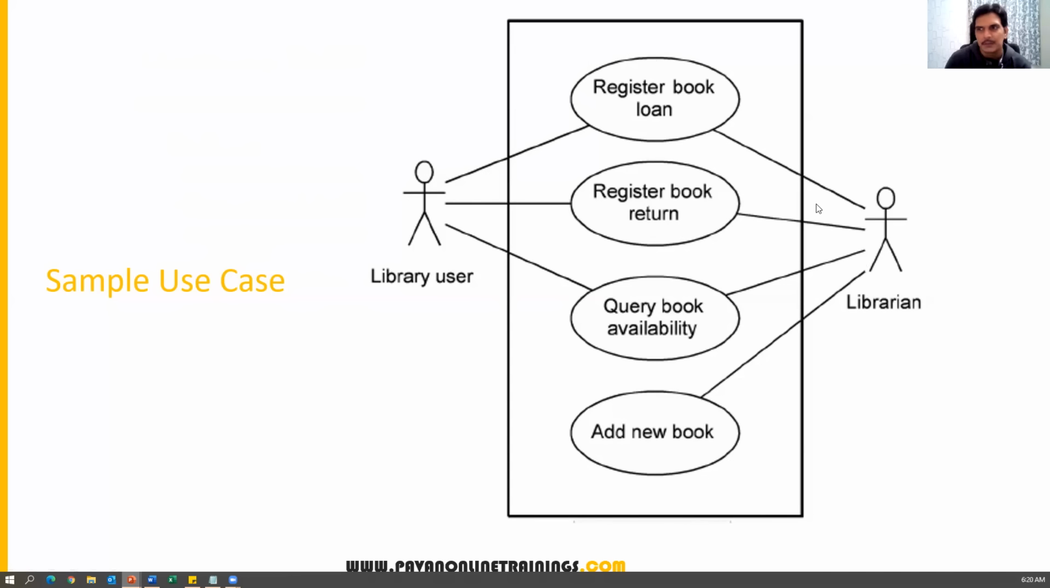So by seeing the picture, we'll understand the flow. As a user, what are the actions I can do? As a librarian, what are the actions I can do? Okay, so this is a simple, small use case which describes a requirement.